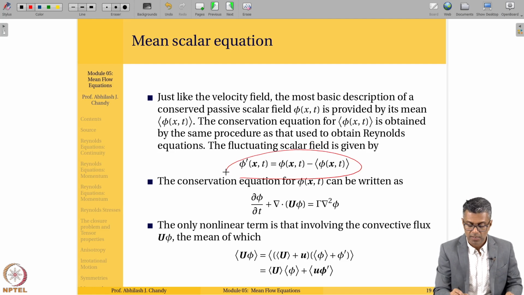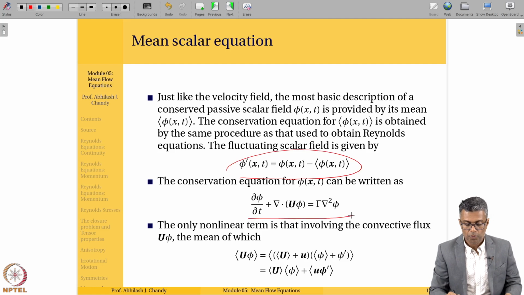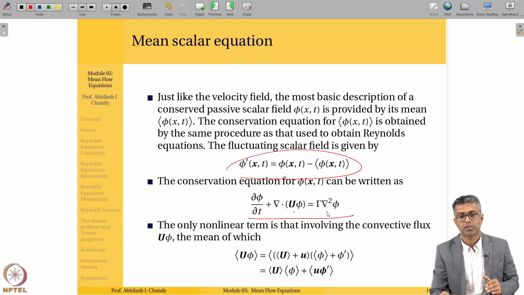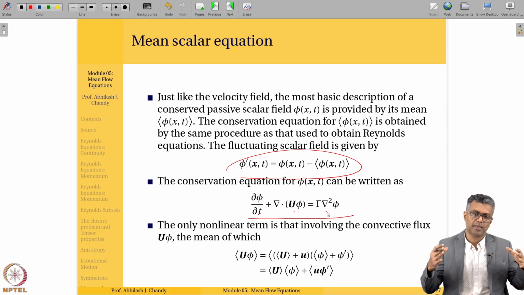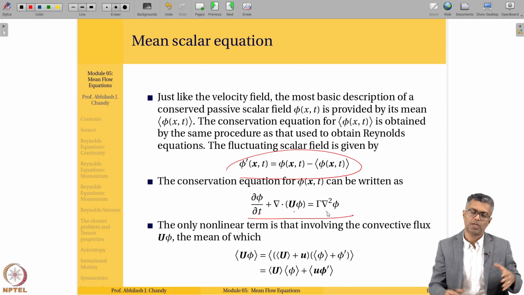Now this is the scalar equation, which has the unsteady term, the convection term, or advection I should say, and the diffusion term. So ∇·(uφ) equals Γ∇²φ. Gamma is the mass diffusivity or thermal diffusivity, depending on what you're considering as the scalar. Now what we do is we take an average of these equations. We decompose it into mean and fluctuation, and then we take the average, just like we did for the momentum equation.